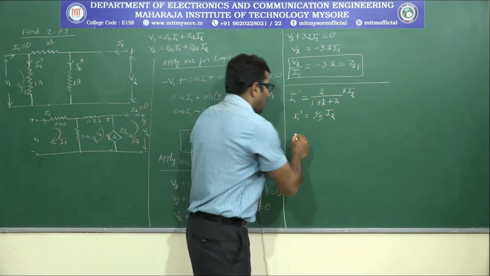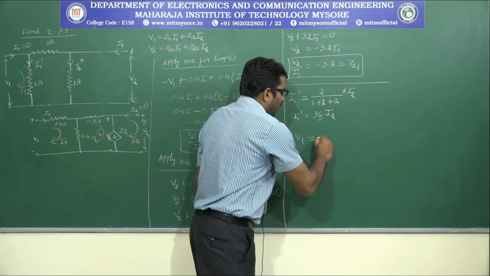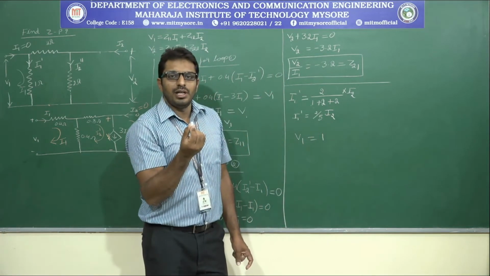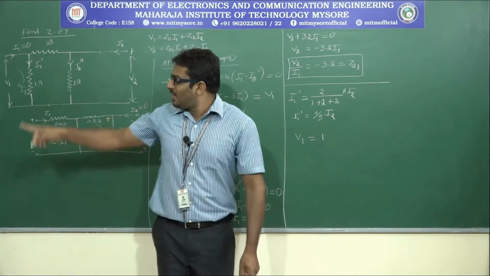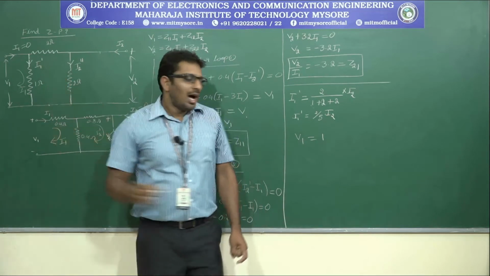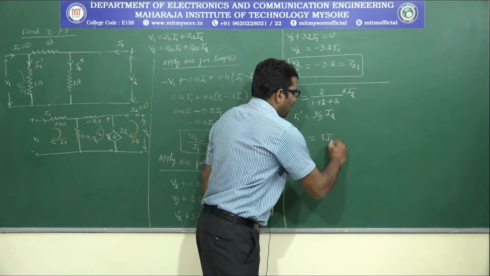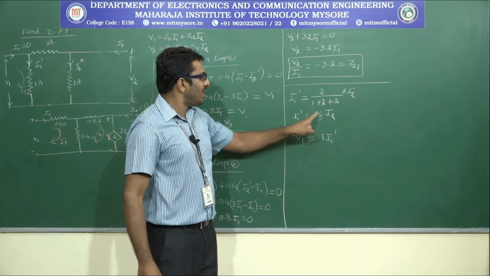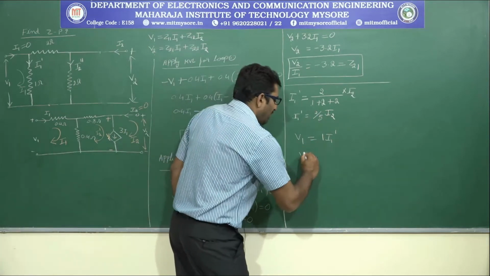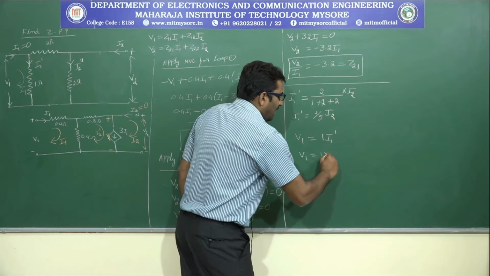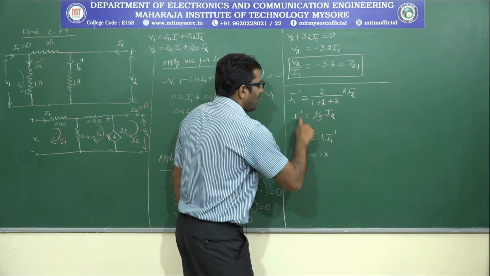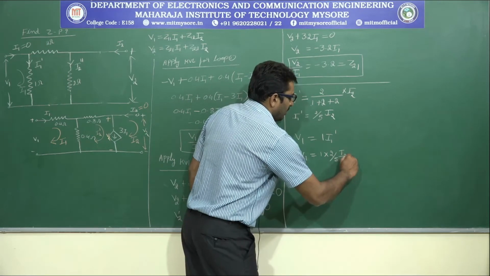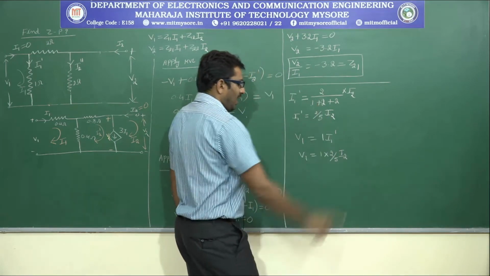1 ohm resistance. Therefore, V1 is equal to 1. What is Ohm's law? What is the formula to find out voltage? V is equal to I into R. But what is the current flowing through this 1 ohm resistor? I1 dash into resistance 1. Is that clear? But what is I1? V1 is equal to 1 into, what is I1? Sorry, I1 dash is 2 divided by 5 I2.